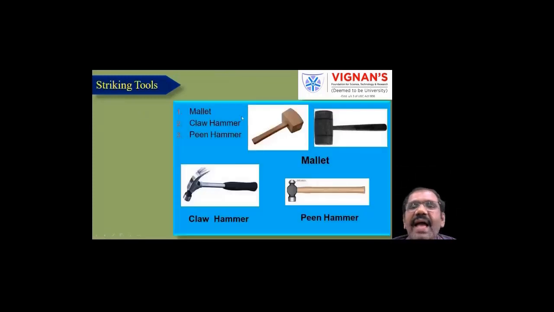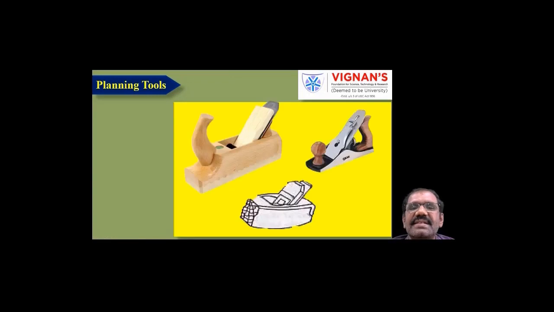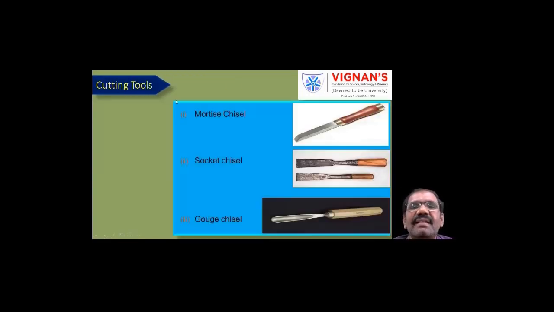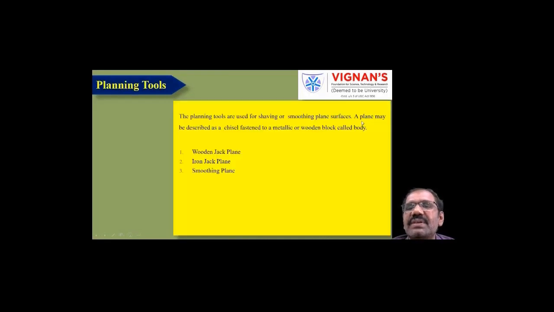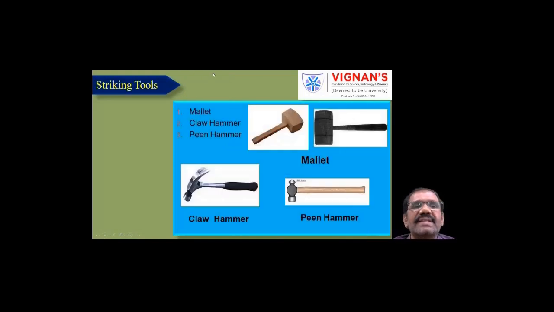So these are the hammers: mallet hammer, claw hammer, pin hammer. These are used for striking over the chisels. Directly with the chisels, we cannot remove the material, so we have to apply force here. For that, we are using striking tools. So the striking tools are mallet, claw hammer, pin hammer. Like that, here we have the striking tools.